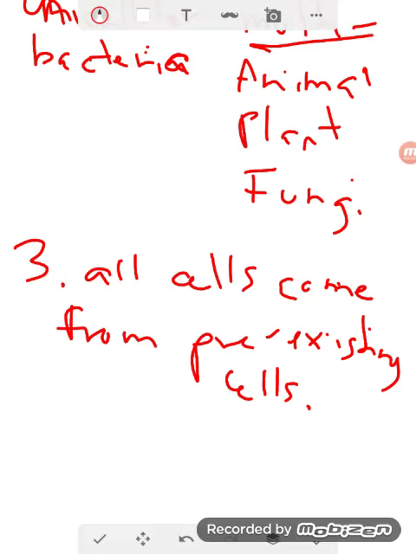I mean, if you think about it, you're sitting there, well, you were just the creation after your mom and dad had sex, right? Your mom had an egg cell, your dad had a sperm cell. They united, and now here you are. So you came from other cells, and then your skin cells came from other skin cells, and your heart cells came from other heart cells.